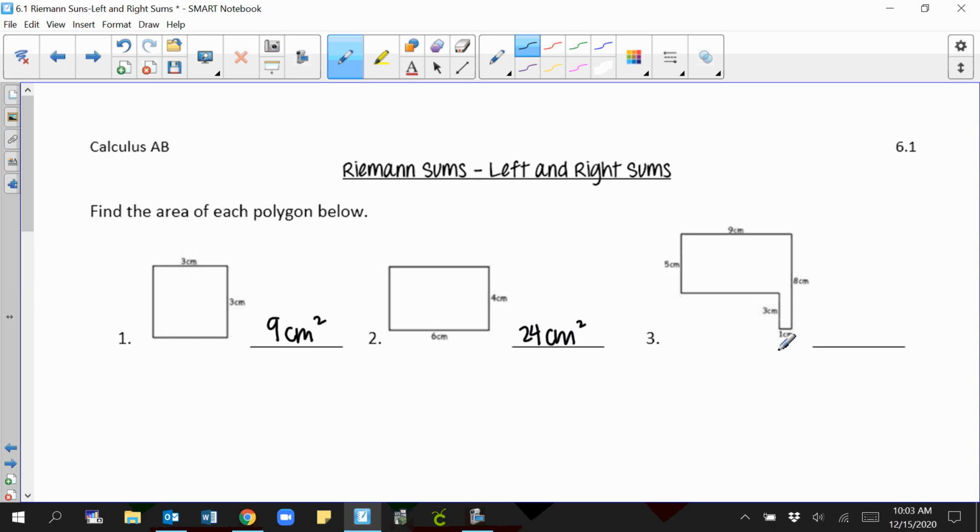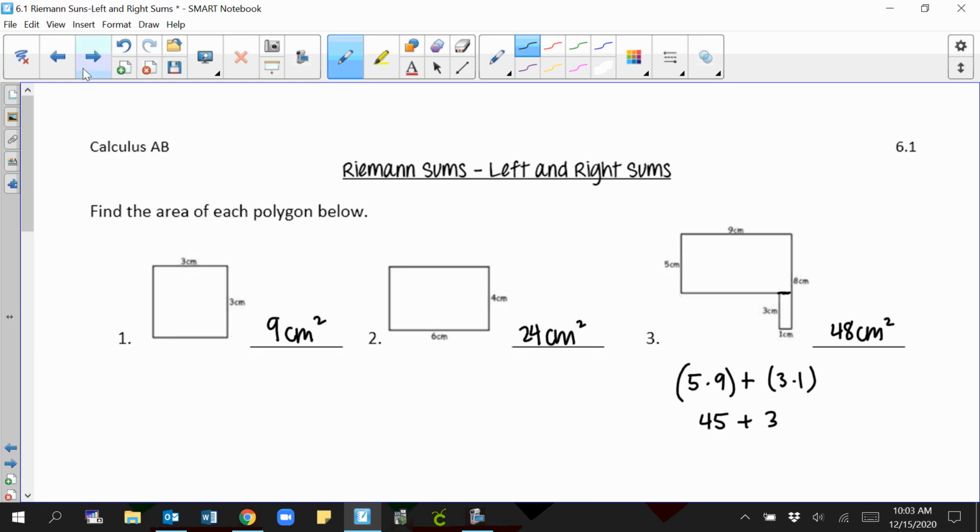But when we're looking at a shape like this, we've got to do a composition. So I'm going to draw a line right here. I'm going to look at this big rectangle and then this small rectangle. The big rectangle would be 5 times 9, and the small rectangle is going to be this 3 times 1. So I can add them together: 5 times 9 is 45, plus 3 times 1, which is 3, and 45 plus 3 gets me 48 centimeters squared. So these are shapes that we're used to looking at.